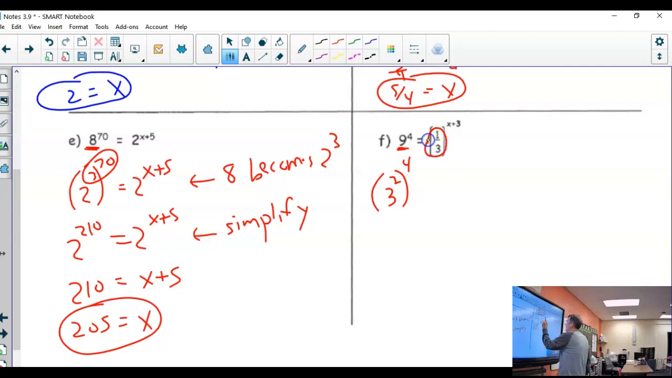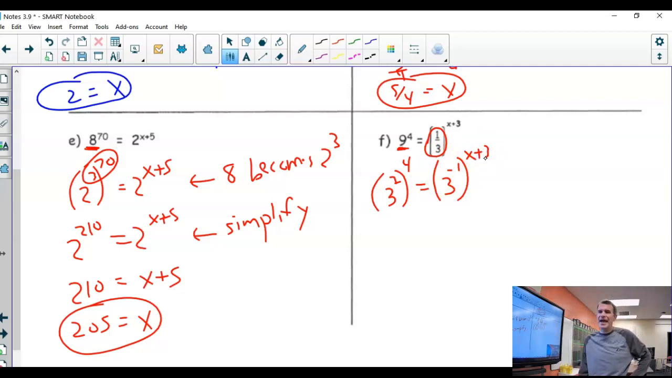How do I change the 1/3 into a 3? That's right, I flip it. And how do I flip it? By making it a negative exponent. This would equal 3 to the negative first, right? Doing something to the negative first just flips it over. And that would still be to the x plus 3. All right, that's a big one. If you understand that, you are home free.